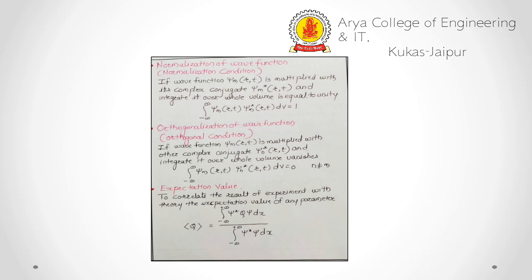What is expectation value? To correlate the result of an experiment with the theory, the expectation value of any parameter is given as: expectation value of Q is equal to integration from minus infinity to infinity of psi star Q psi dx upon integration from minus infinity to infinity of psi star psi dx. We are going to explain this here.